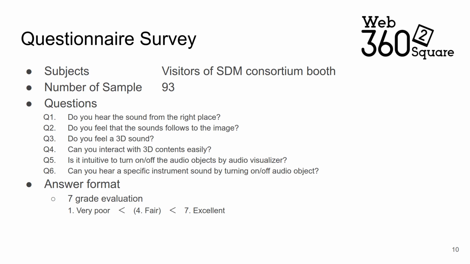First, we provided an overview of the application and explained how to use it. We then let the visitors freely play with the application and evaluate it. After the experience, the visitors completed their questionnaires and we acquired the evaluation data. The questionnaire contained 6 questions as shown on the slide. It was evaluated using a 7-point Likert scale, ranging from 1 to 7. 1 is very poor, 4 is fair, and 7 is excellent.